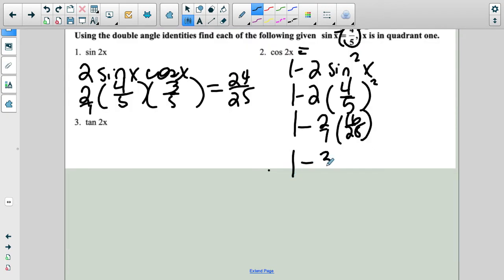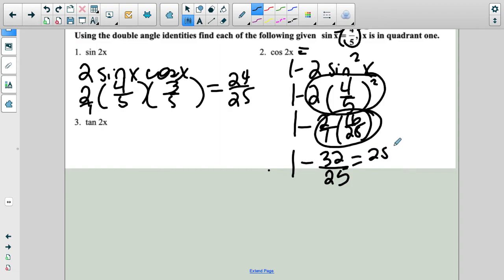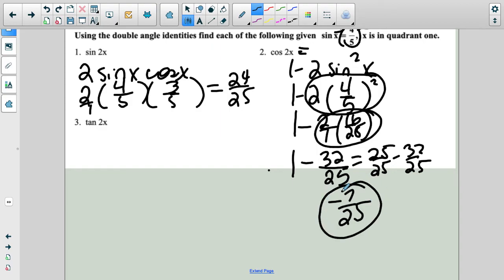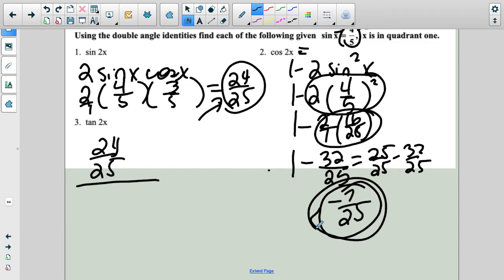So I have 1 minus 2 times 4/5 squared, which is 2 over 1 times 16 25ths, so that's 32 25ths. Get a common denominator, 25 25ths minus 32 25ths is negative 7 over 25. And so that's the answer to cosine 2x. Tangent 2x, I'm going to put sine 2x, 24 25ths, over cosine 2x, negative 7 25ths. And I'm going to do keep change flip and get negative 24 sevenths.